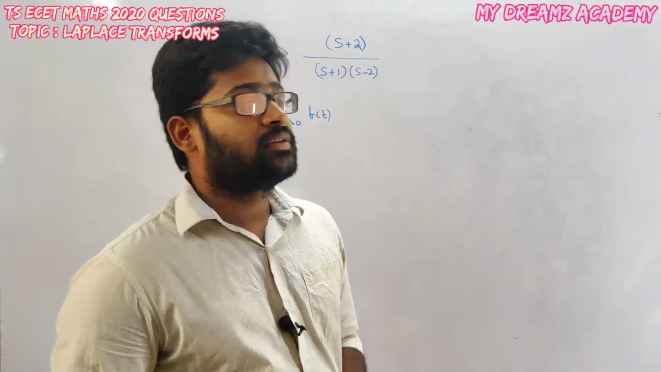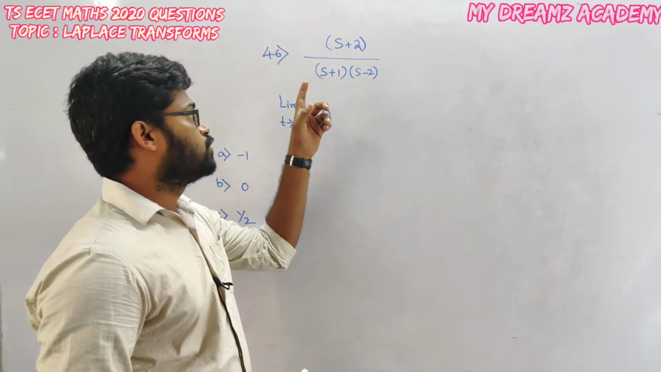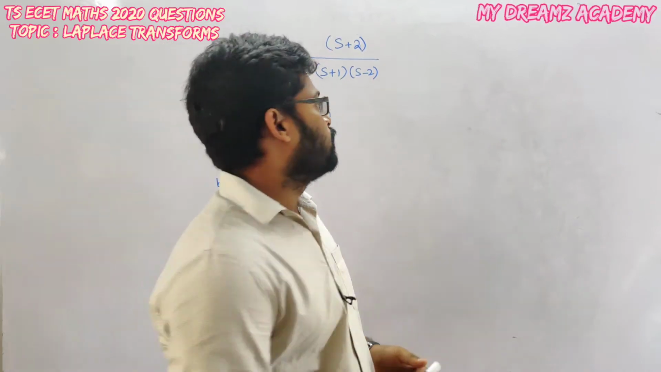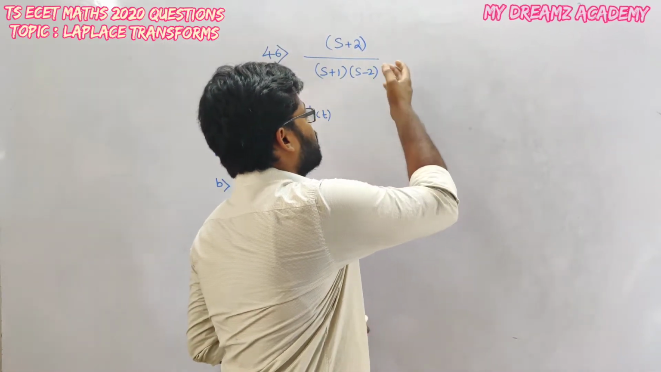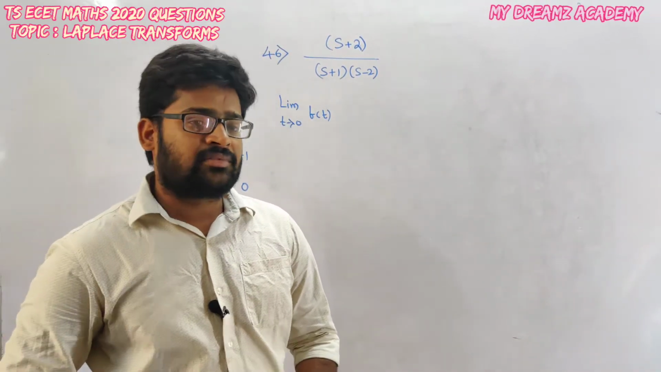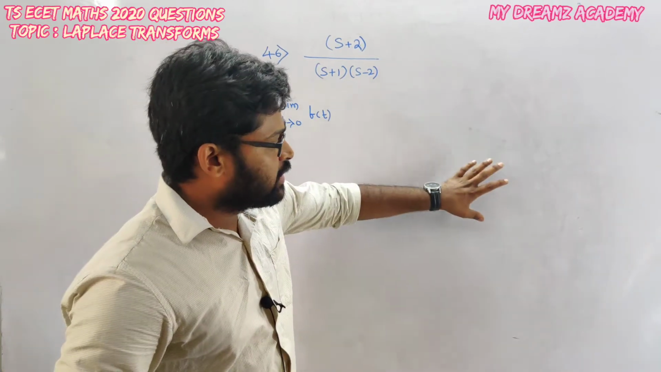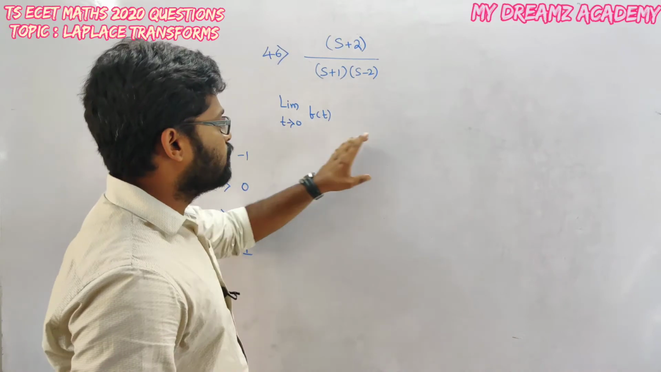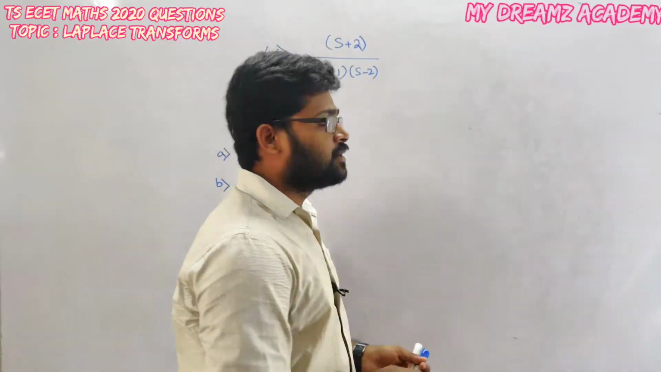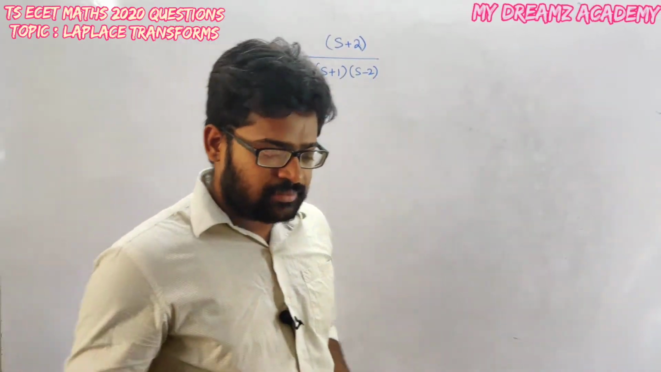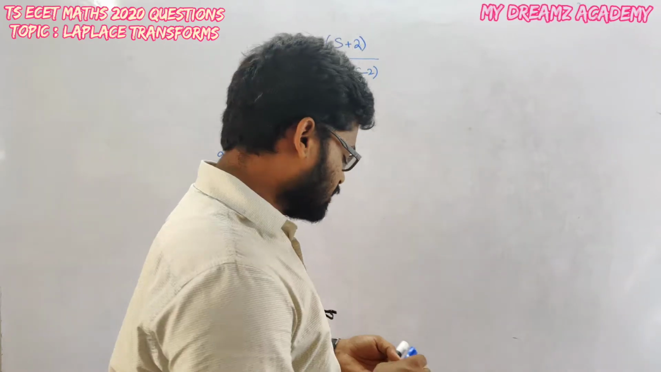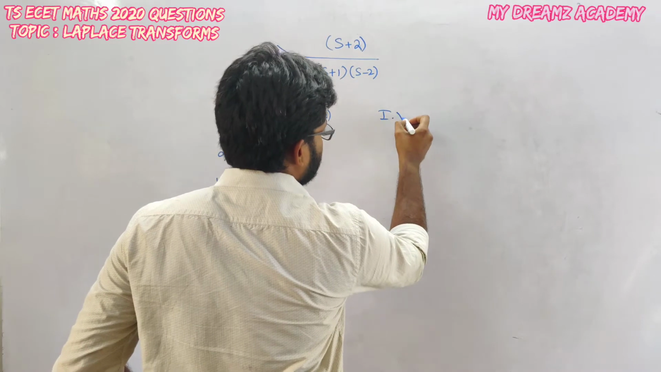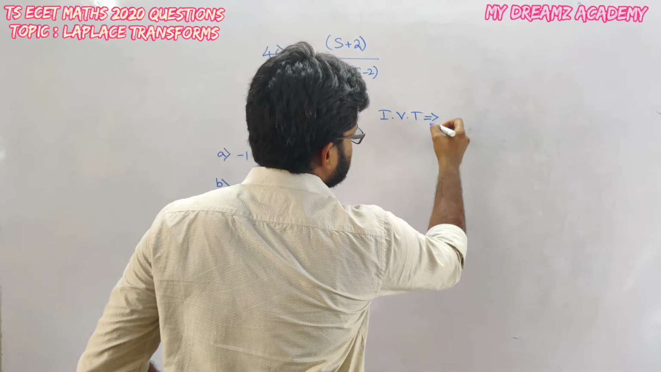In order to solve this question, that is (s plus 2) by (s plus 1)(s minus 2), we have two methods. One is, first we need to convert the given function into Laplace inverse, then the solution in terms of time domain, substitute t equals 0 in that, you will get a solution, but it takes a lot of time. Then we need to use another method, that is what? Initial value theorem. What is initial value theorem?